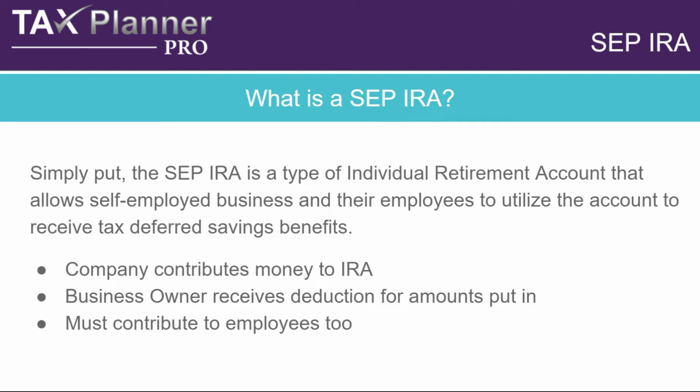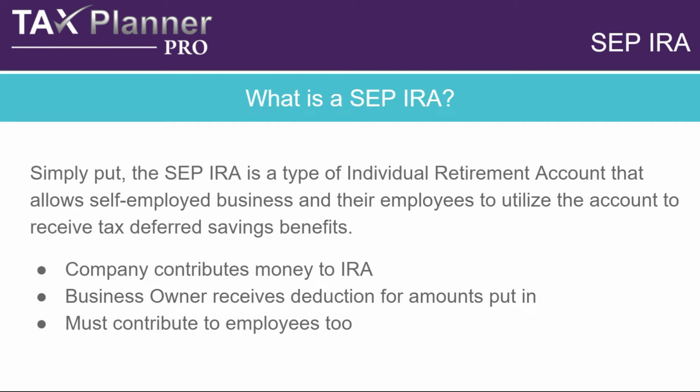The company is who contributes money to the IRA. So you personally are not putting money into it. The company is putting the money into it and taking the tax deduction for it. That tax deduction flows down to you then from the business, and you must contribute to employees too. So if you have 8 other employees, they all have to have a SEP IRA as well. So that is something to think about.